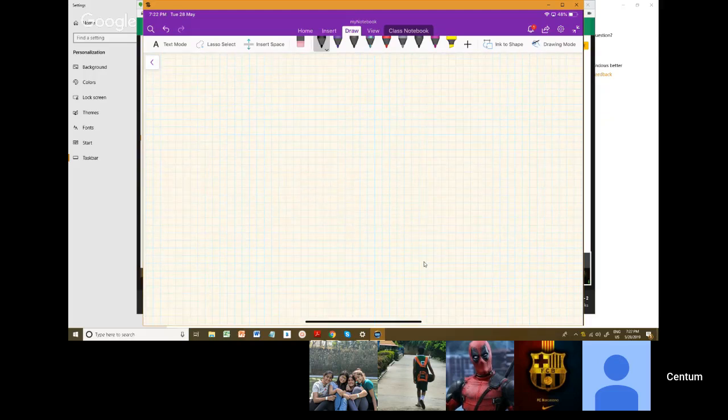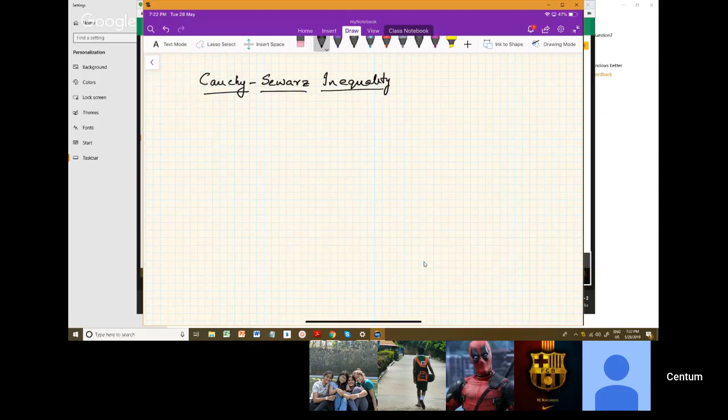Now another very famous inequality is the Cauchy-Schwarz inequality. So what is that inequality? I'm writing it here. Cauchy-Schwarz inequality. Again, Cauchy was a French guy, and Schwarz was a German Prussian guy, in the early 19th and 20th century. Now, what is this inequality?